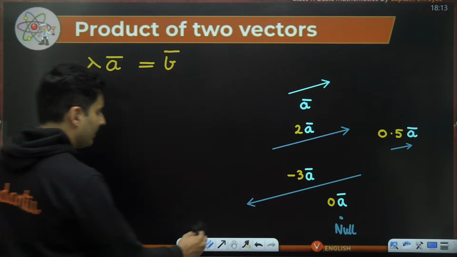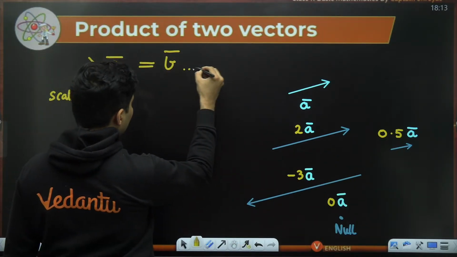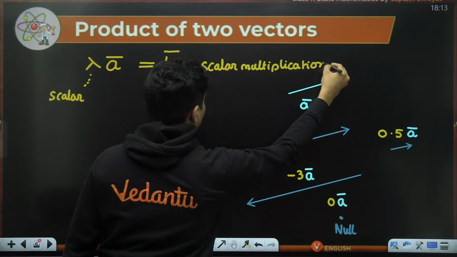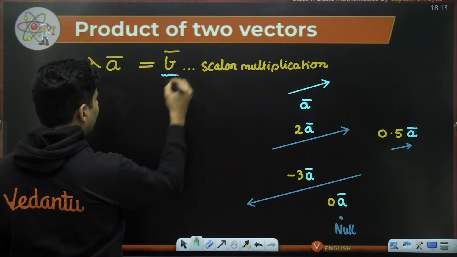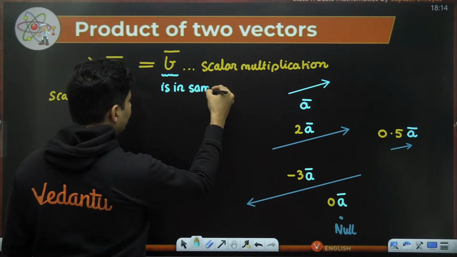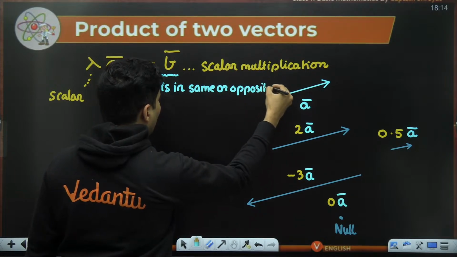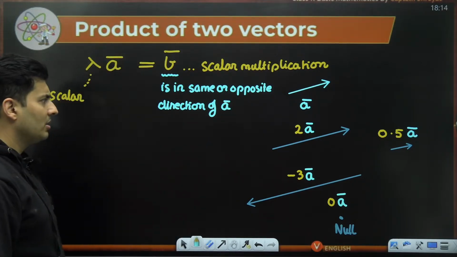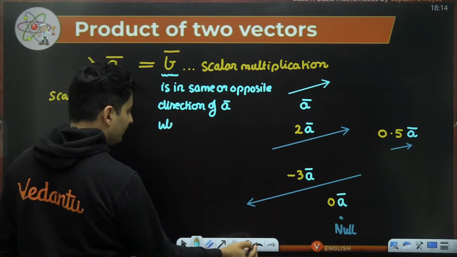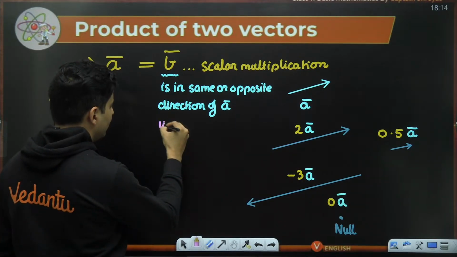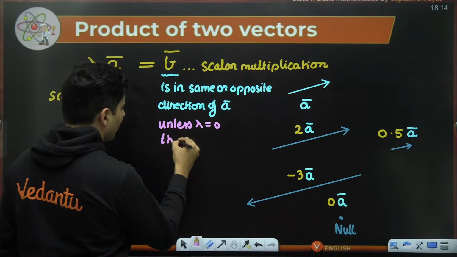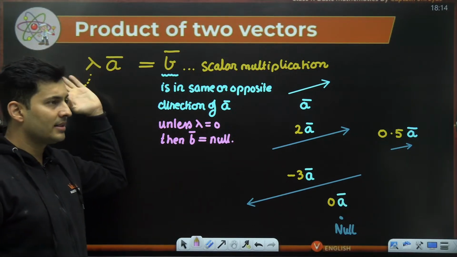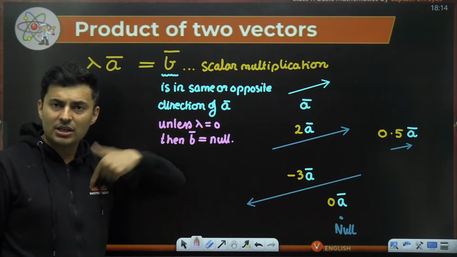So whenever you multiply a vector with a scalar number, such a multiplication is just called scalar multiplication. Then I can say that this particular vector B is in the same or opposite direction of vector a bar, unless there is a special scenario: unless lambda is 0, then b vector is nothing but a null vector. So as long as this is some number like 3, 500, whatever, it will be either in the same direction or in the opposite direction.